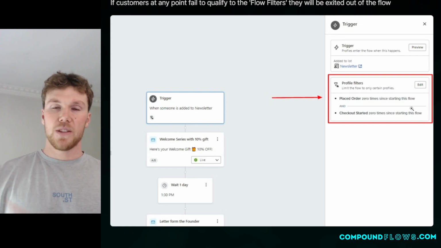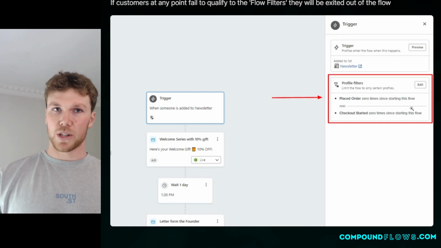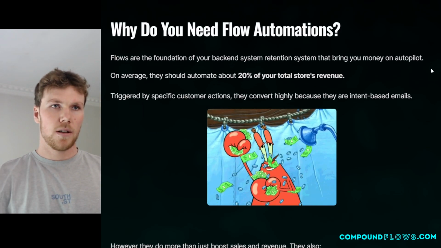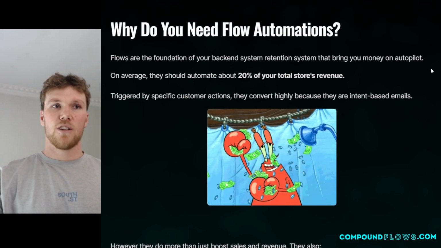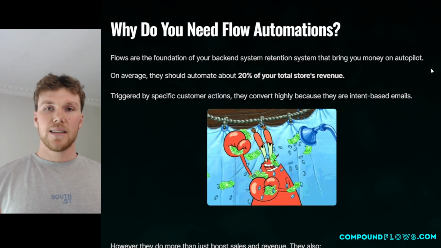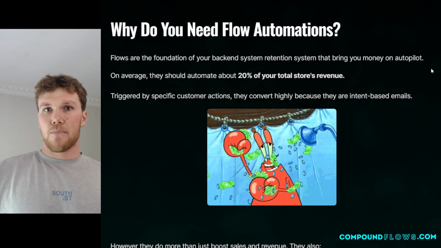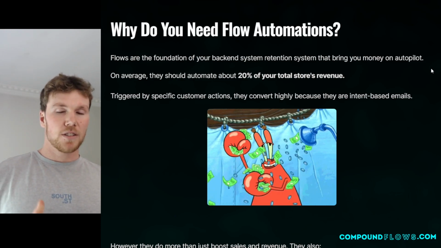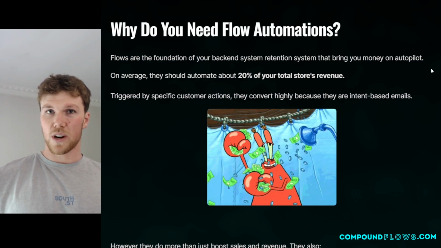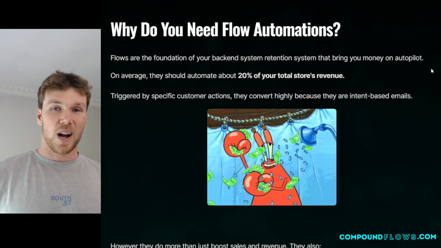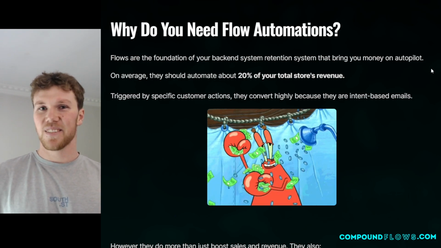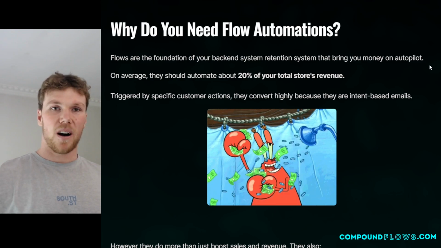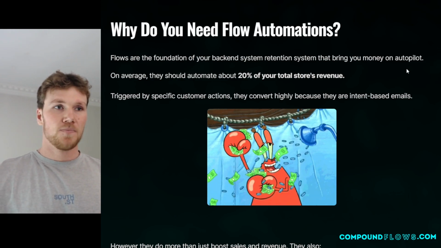And again, in this video, we're going to be covering all of that, all the triggers, all the flow filters, and all the above. Moving on, why do you actually need flow automations? They're basically like the foundation of your backend retention system, and they should automate on average around 20% of your total store revenue. So again, if you don't have these set up right now, big low-hanging fruit that I would highly recommend going through this video and building them out yourself.